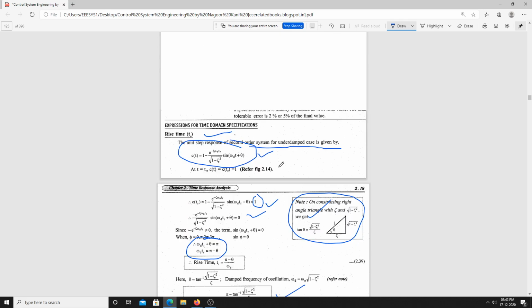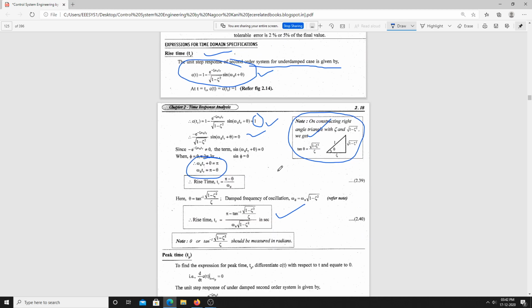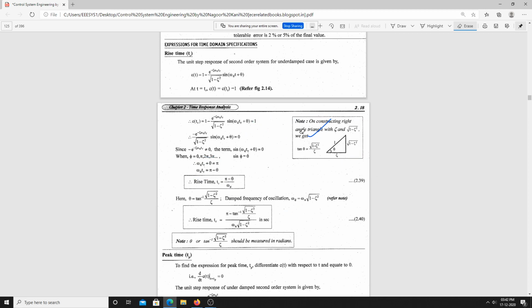Everyone, just go through this. Is everyone clear with the expression for the rise time? Check it once, everyone. If you have any doubts, please ask me regarding this. I will give you one minute. Please go through this equation, everyone.